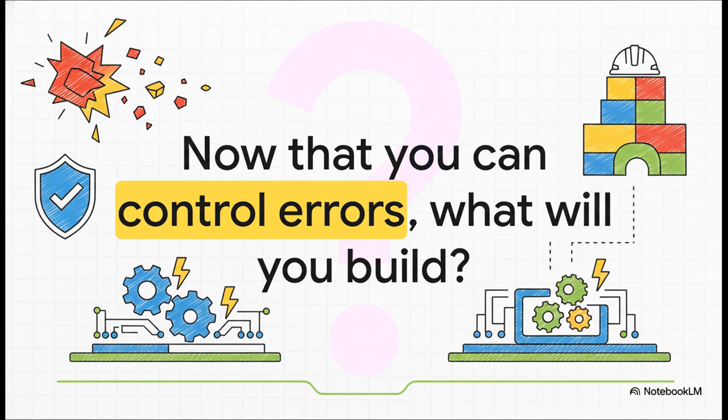So there you have it. We went from a hard, ugly crash to graceful, predictable control. We turned a total catastrophe into a manageable event. Now you have the power to anticipate and handle errors in your own code. So the only question left is, what kind of awesome, resilient applications are you going to build?